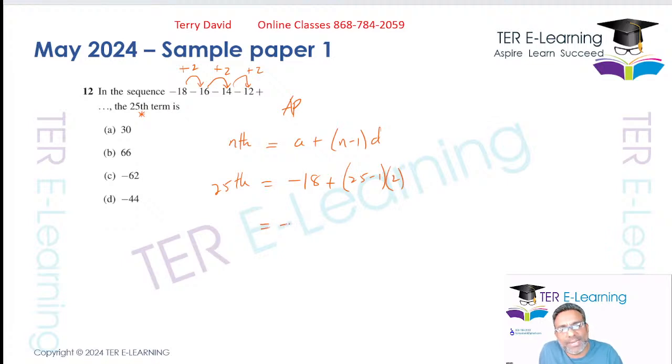So this is going to be minus 18 plus 24 multiplied by 2. So therefore, this is going to be minus 18 plus 48. And that's going to give me 30. So the answer is going to be A. Yes, you all are correct.